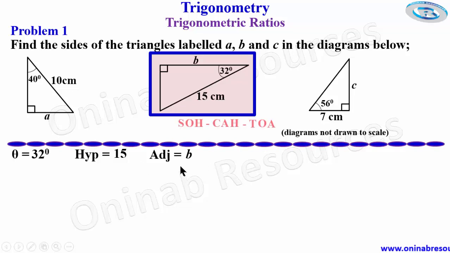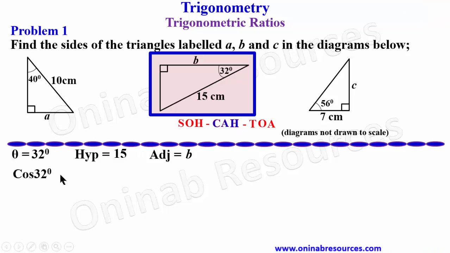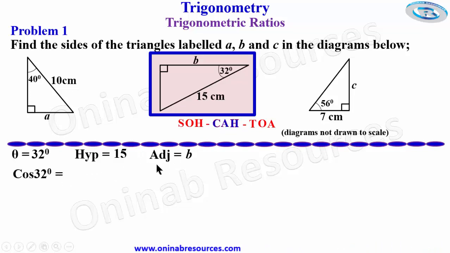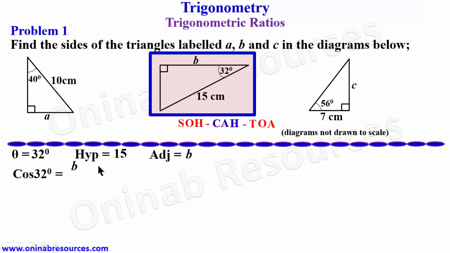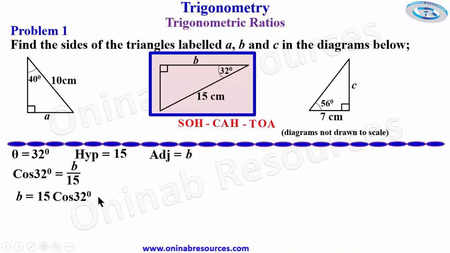We then look for which of the ratios will combine hypotenuse and adjacent. So it is CAH, that is cosine of angle theta is equal to adjacent over hypotenuse. Cos 32 degrees is equal to adjacent, that is B, over hypotenuse, over 15. So we make B the subject of the relation, as B equals 15 cos 32 degrees.